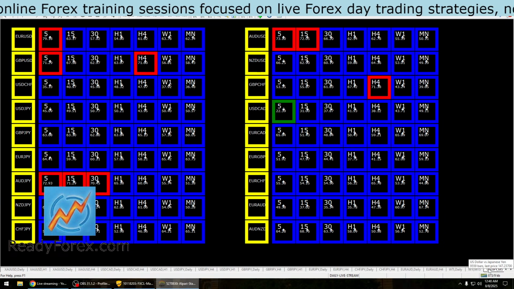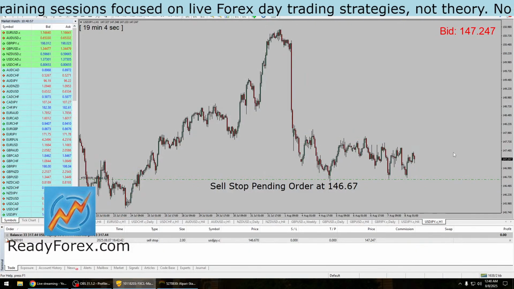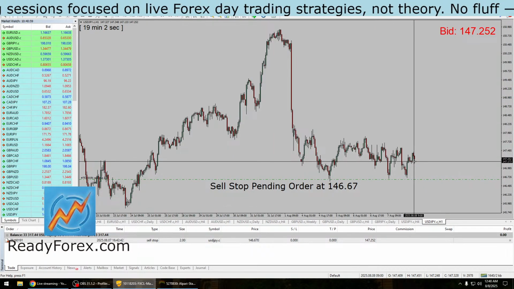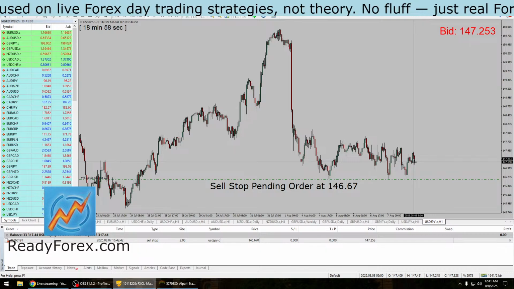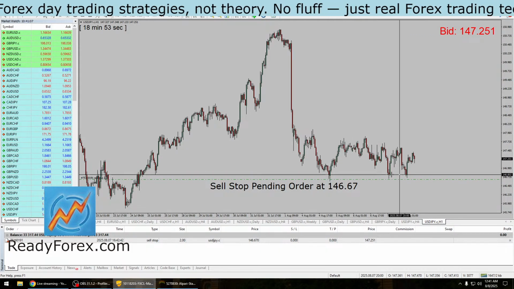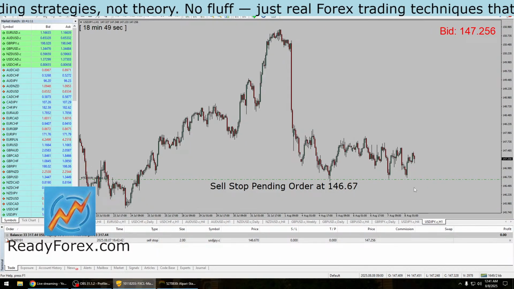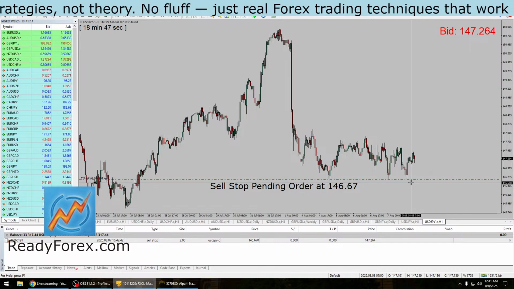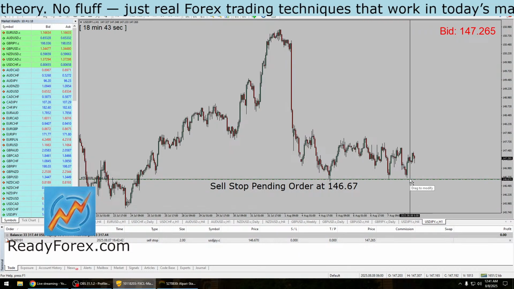Let's see what's going on with the USDJPY. USDJPY is trying to drop. Okay. Yes, it looks like to me we got a nice downtrend in US dollar yen currency pair, but market is turning sideways, and that is the reason why I have placed my sell stop pending order at 146.67 area.